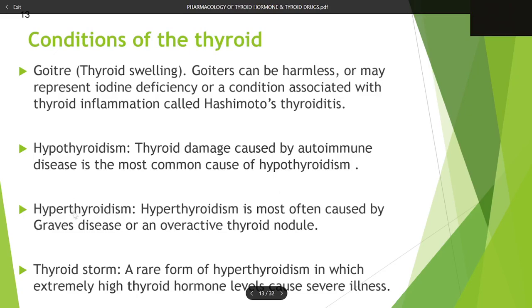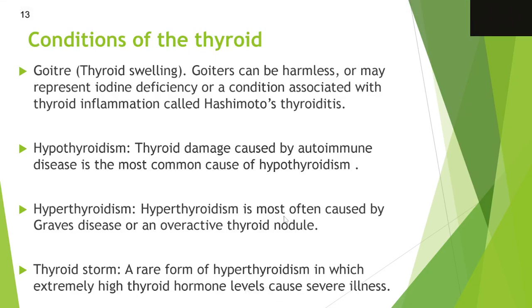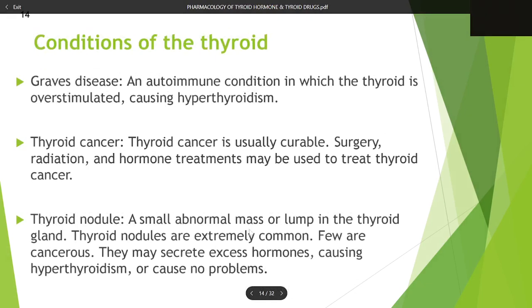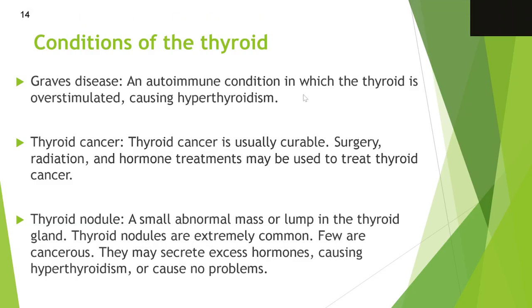Another condition is hyperthyroidism. Hyperthyroidism is most often caused by Graves' disease or an overactive thyroid nodule. Another example of a thyroid condition is thyroid storm. It's a rare form of hyperthyroidism in which there's an extremely high thyroid hormone level causing severe illness. Another example is Graves' disease. It's an autoimmune condition in which the thyroid is overstimulated, causing hyperthyroidism.